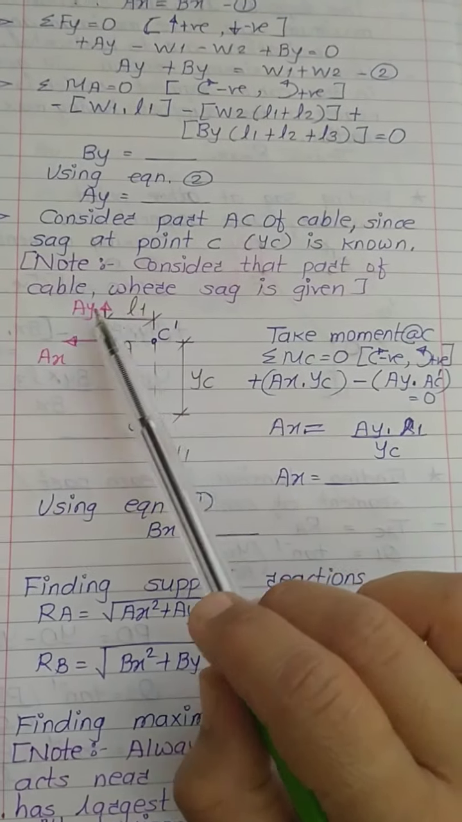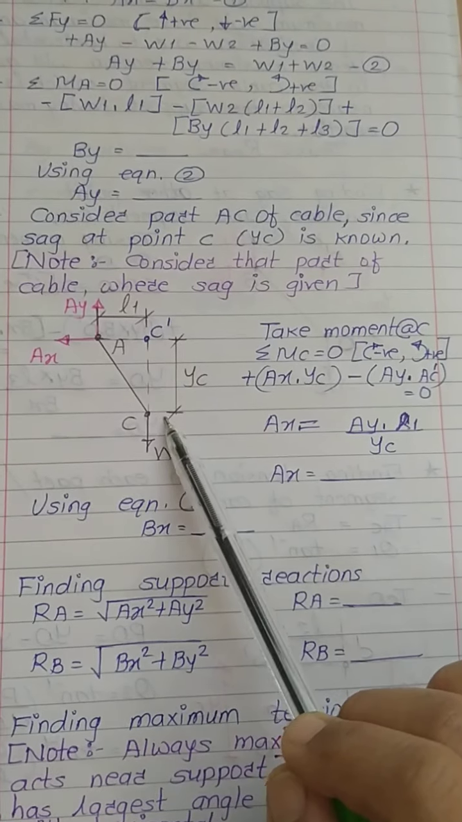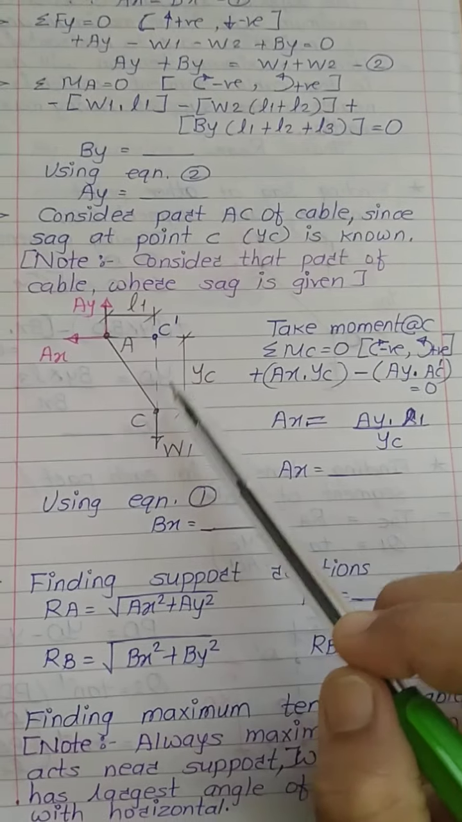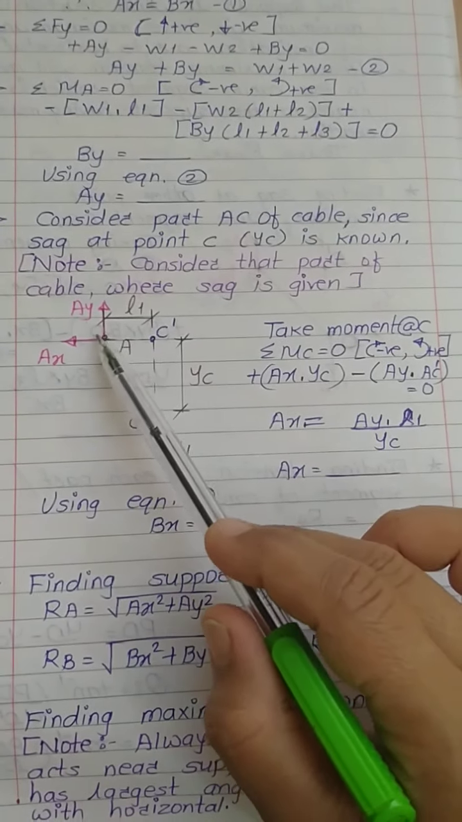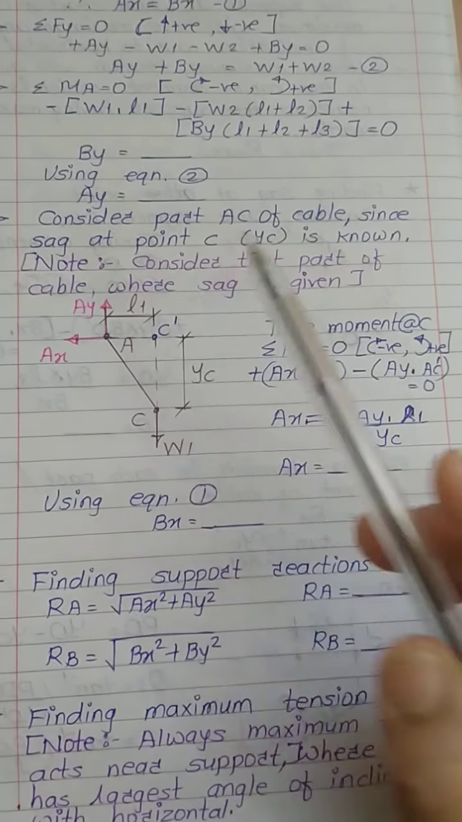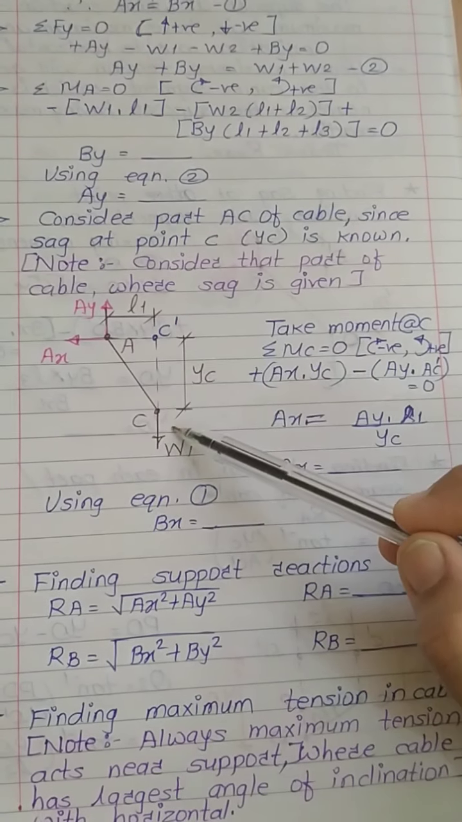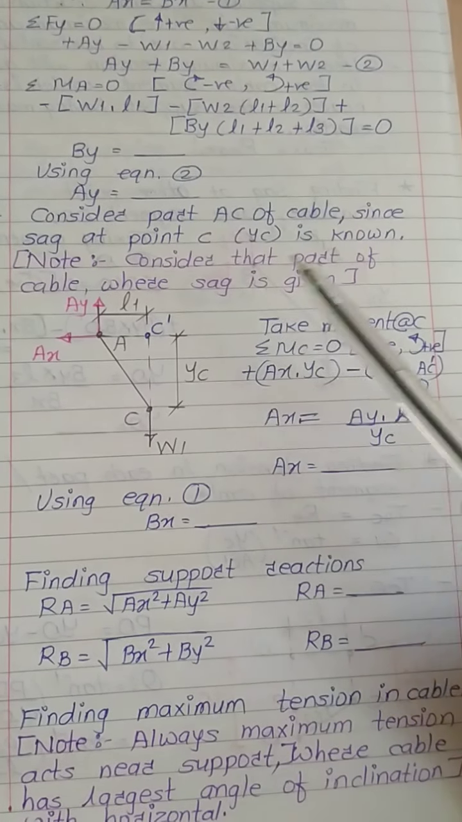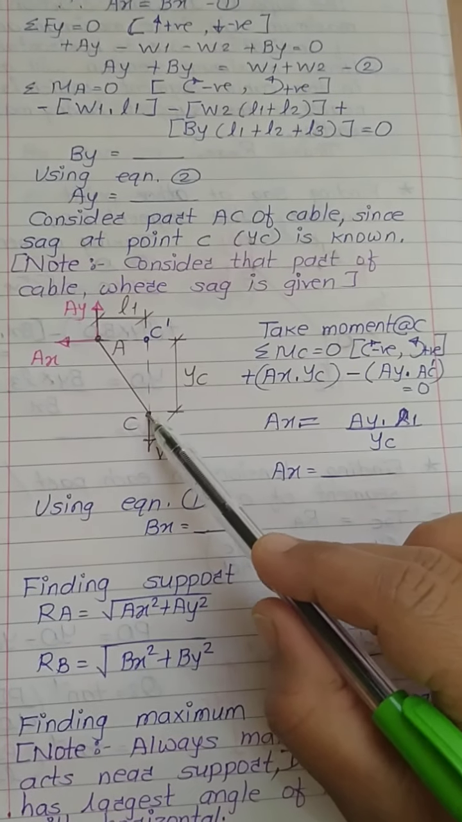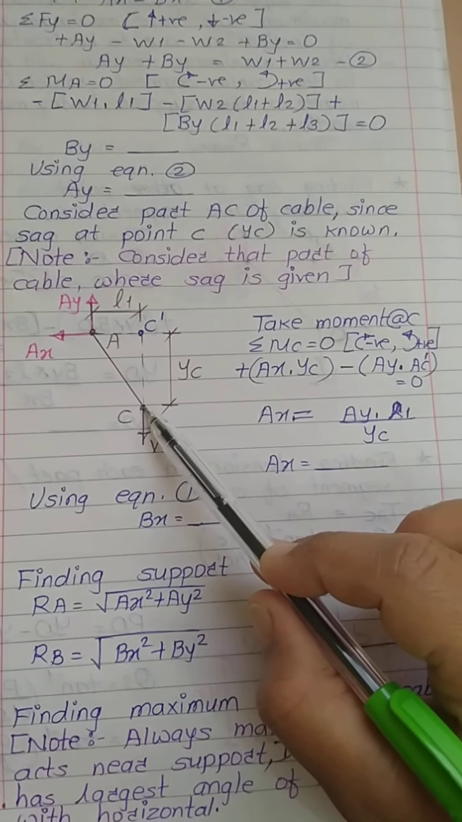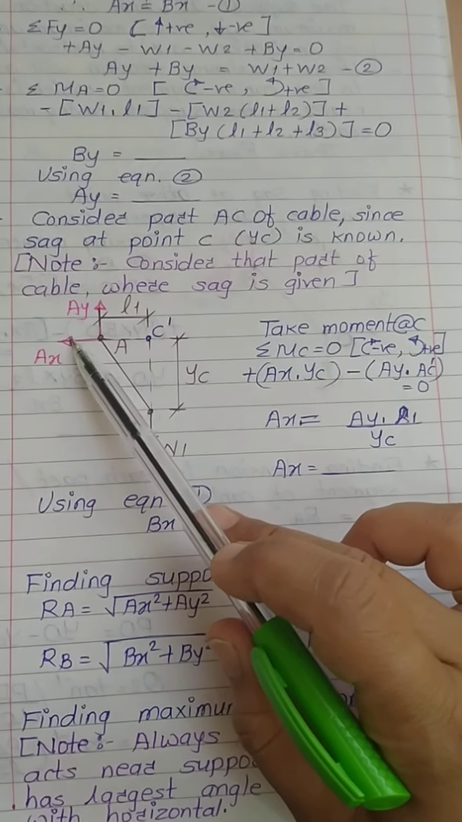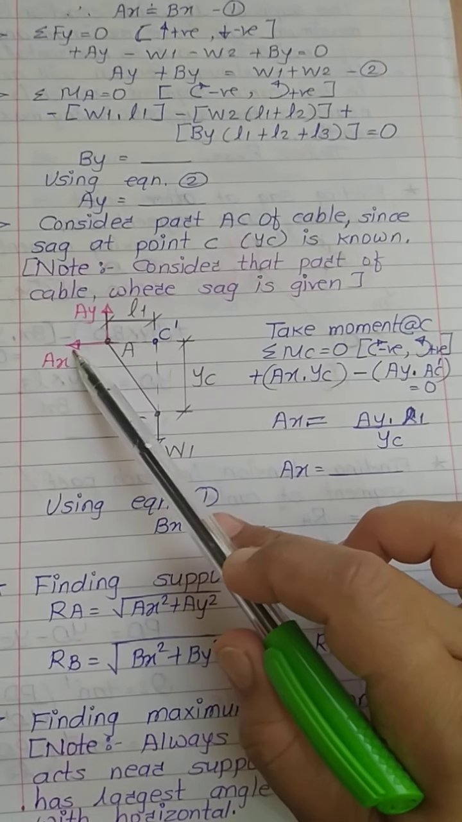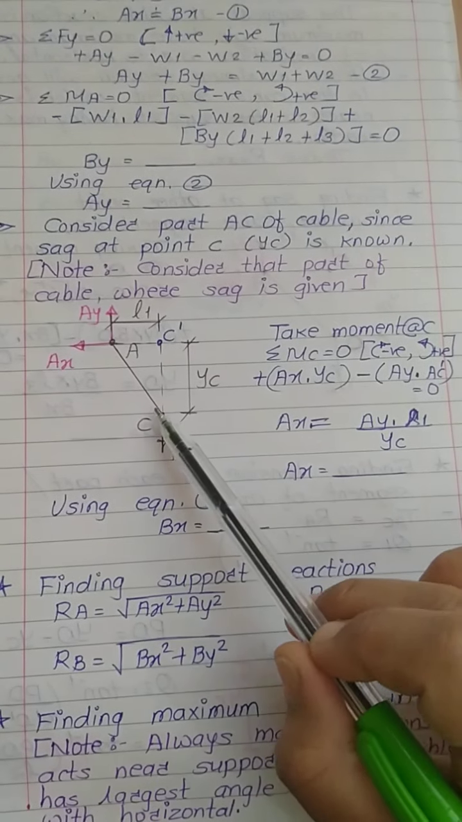Now I have shown this part with a different sketch. Look, this is Ay, this is Ax, this is part of cable AC. Let us say this point is C dash. We know the distance between A and C dash is L1. The distance between C dash and C is the sag at point C, which is Yc. Now let us take moment about point C. Why are we taking moment about point C? Because we have to determine the value of Ax. If you take moment about point A, these two components will become 0. So we will take moment about point C.